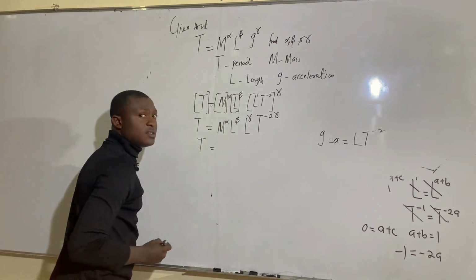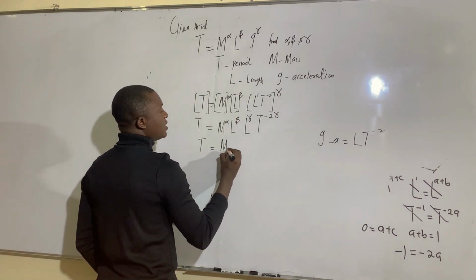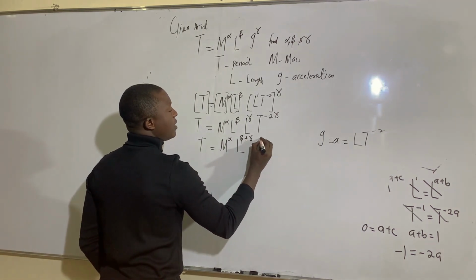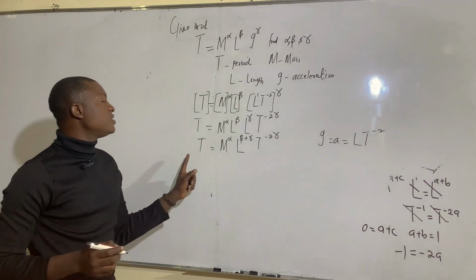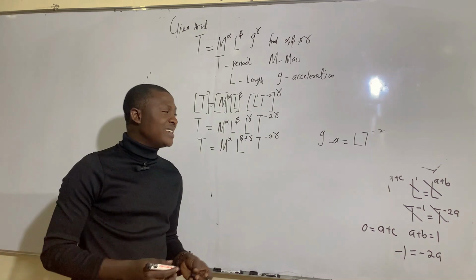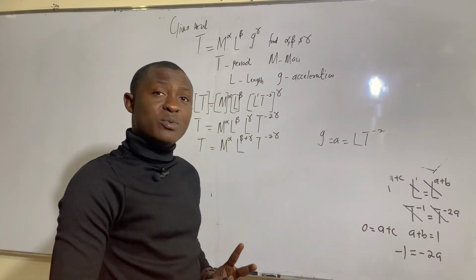Do we have anyone that is the same at the right-hand side? Yes, of course, we have L. We can pick one: M raised to the power of alpha, then L raised to the power of beta plus gamma, T raised to the power of minus 2 gamma. So now the problem here is you can only compare T for T. You can see there is no M, at the same time there is no L. So you don't need to be perplexed about that. Just take them one after the other.